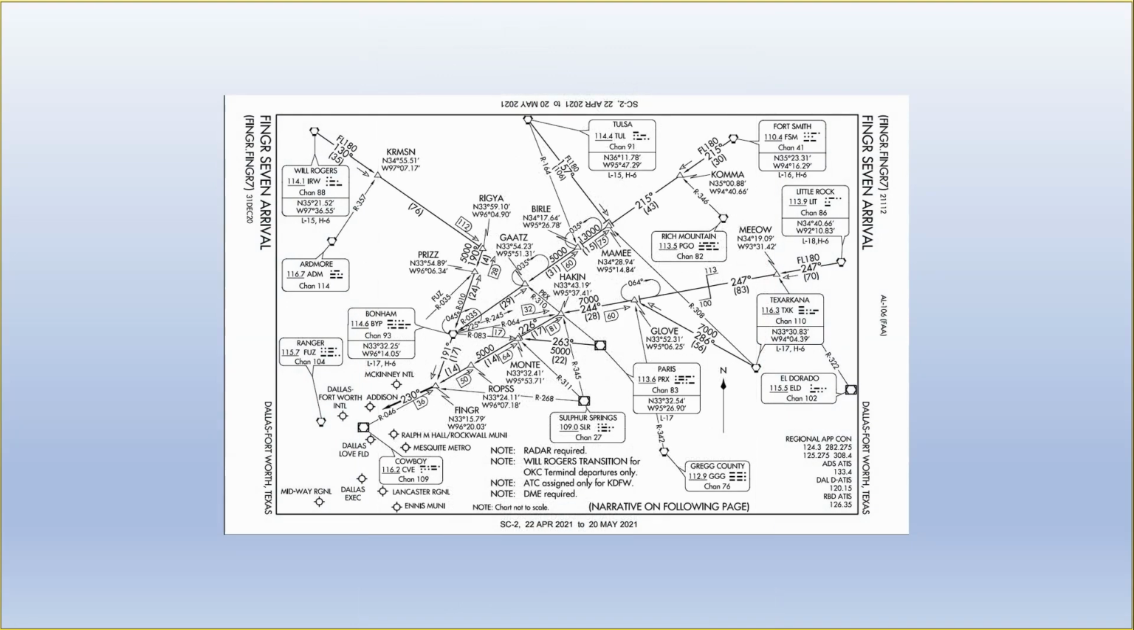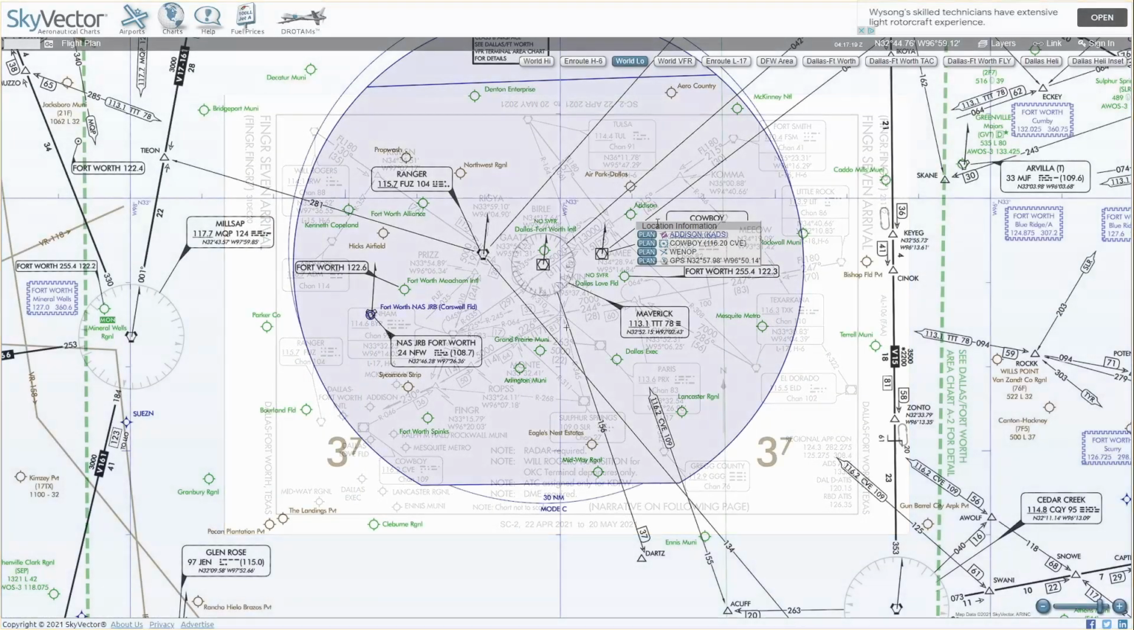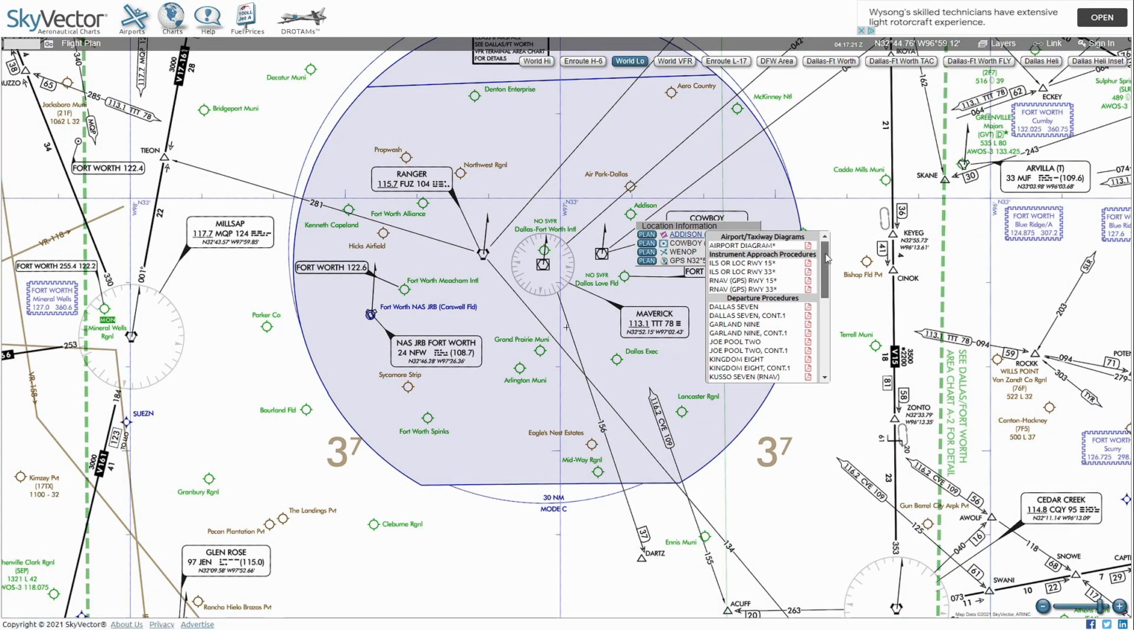You can tell whether a procedure is a traditional ground-based procedure or an RNAV procedure by looking at the title. If the procedure is an RNAV procedure, the procedure title will be followed by the word RNAV in parentheses. A traditional ground-based procedure will not have this. On SkyVector, this is also included in the list of procedures, so you can quickly see which ones are RNAV and which are not.